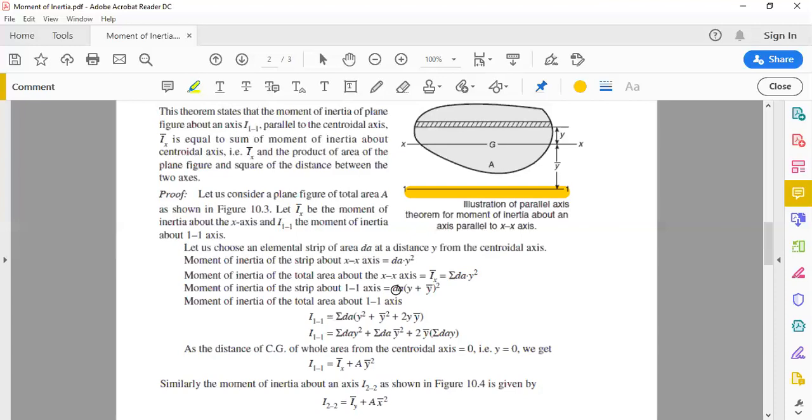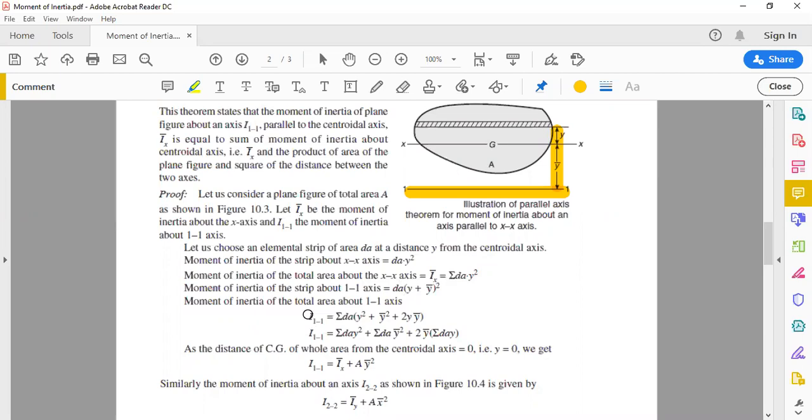So you have written dA into y plus y bar, the whole square. Do not forget to put the whole square here, because it is y plus y bar. So the total distance of this element from the 1 1 axis is y bar plus y, or y plus y bar, whole square. Now when we open up this bracket, it is in the form of a plus b the whole square.